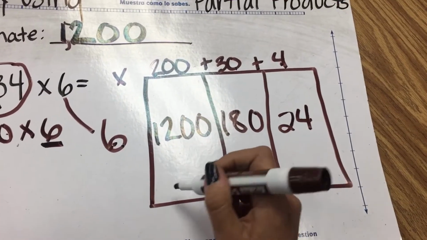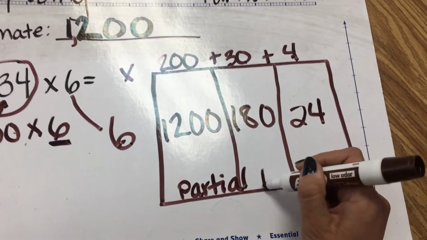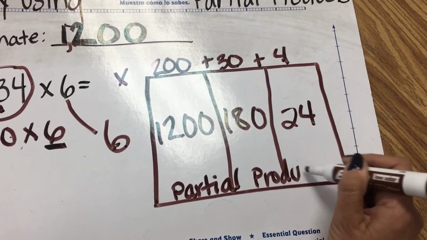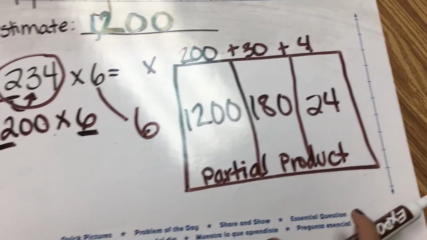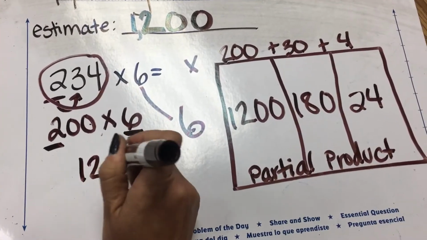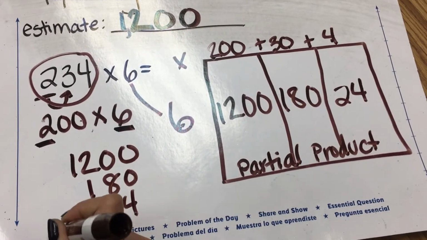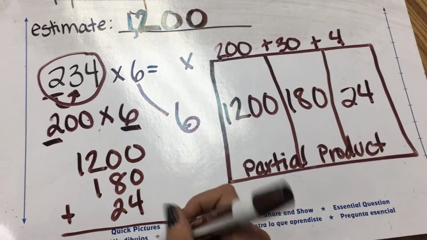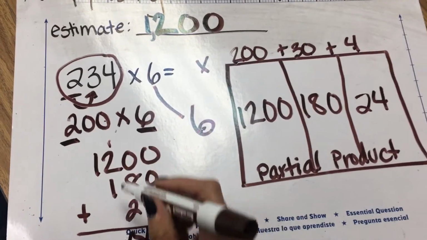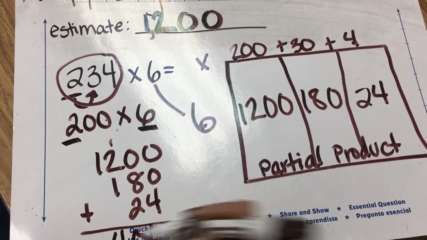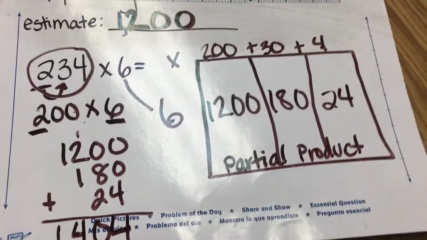All of these inside my box, they are called partial products. They are all part of the product. Once they have all of their numbers inside the box, all they do is add. They need to line up their numbers. So the answer should be 1,404.